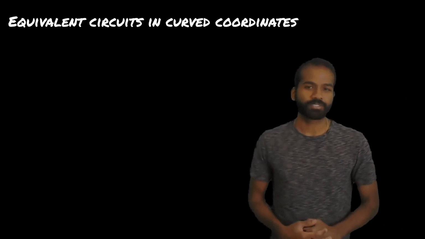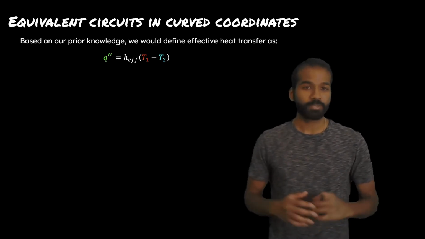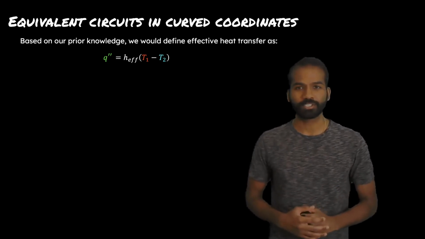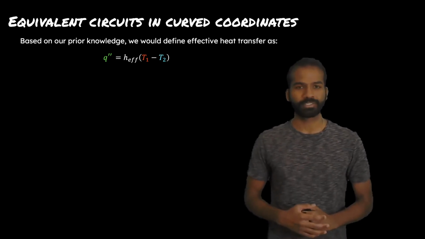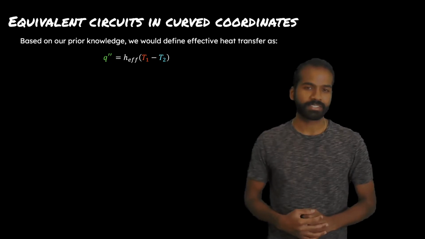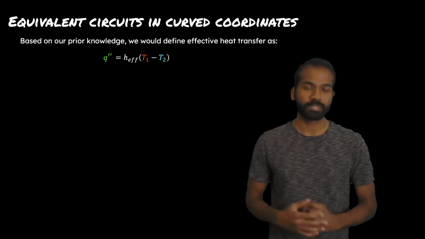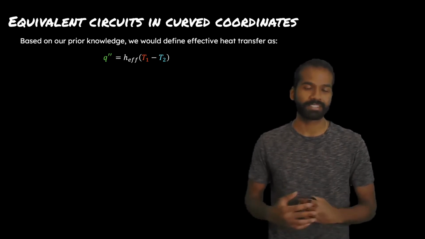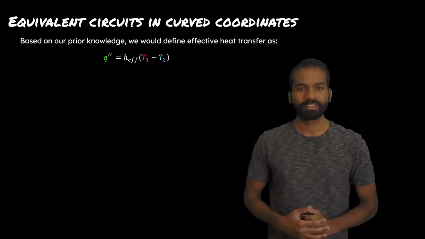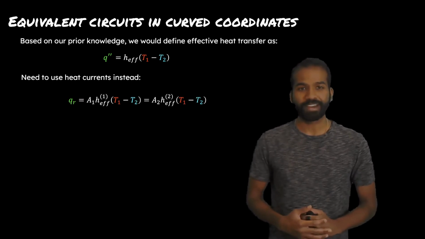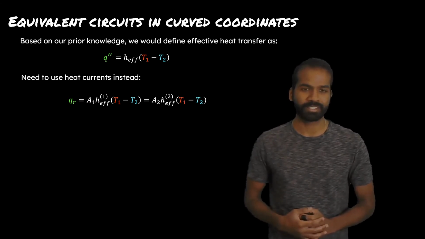Let's now extend our knowledge of equivalent circuits from Cartesian coordinates to curved coordinates. Based on what we learned before, we would define the effective heat transfer coefficient as Q double prime equals h effective times a temperature difference. What is inconvenient about this in curved coordinates is that Q double prime is not constant as it was in the planar case. Q double prime depends on the radius due to the change in cross-sectional area as a function of radius. So what would work better for us here is to define this based on the heat current instead, which is constant as a function of the radius.